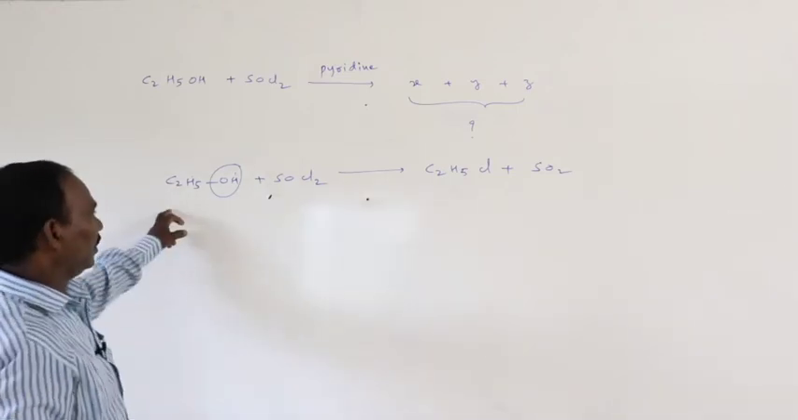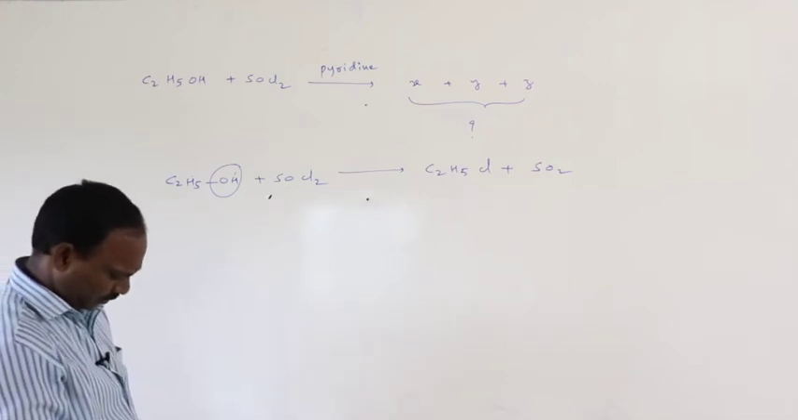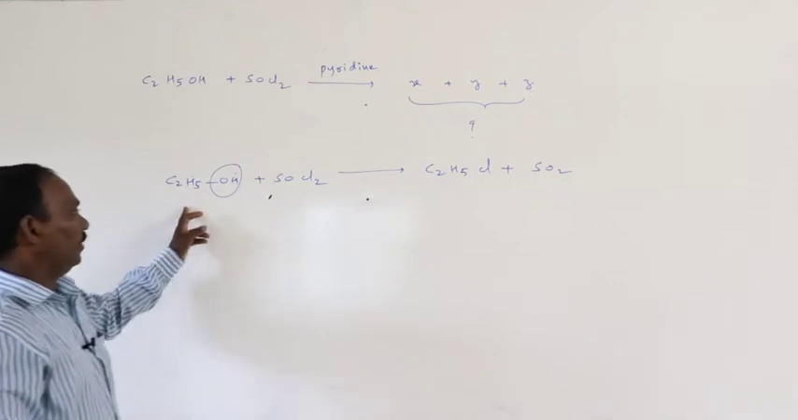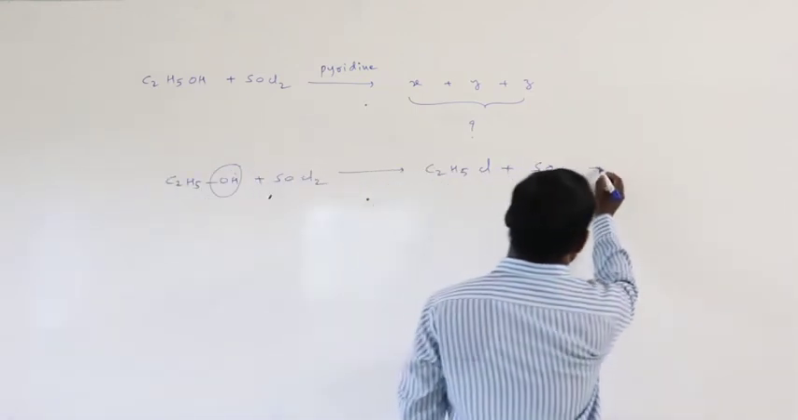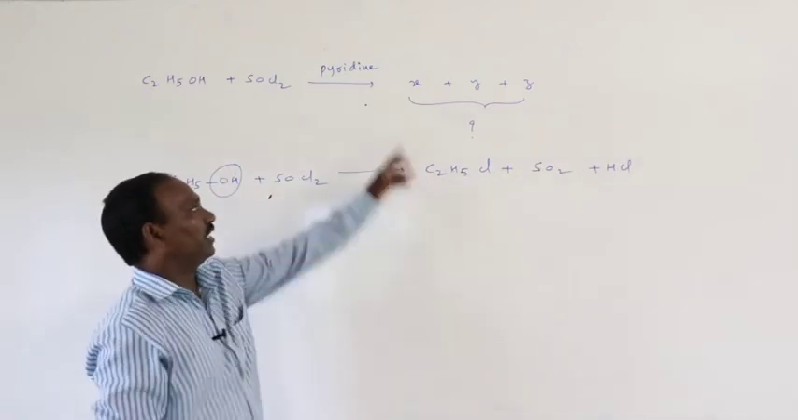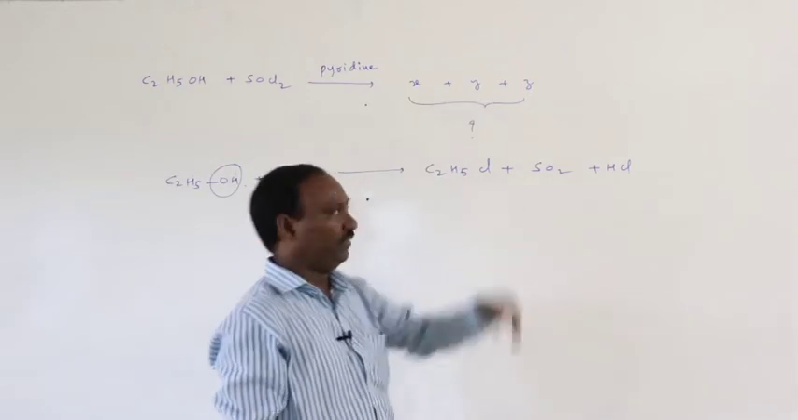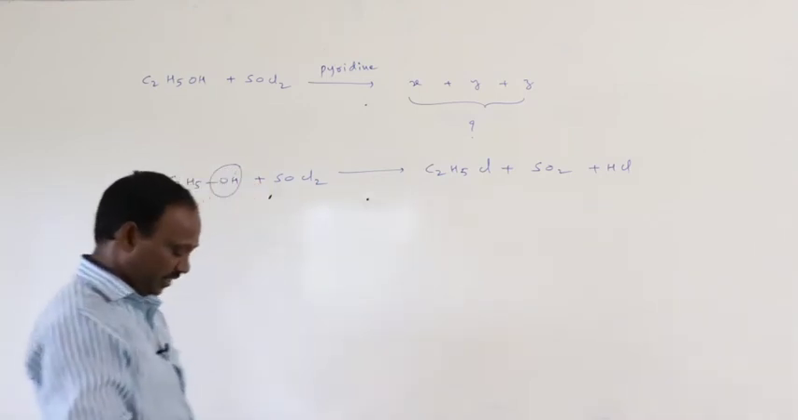So ethyl chloride C2H5Cl. SOCl2 thionyl chloride. Okay, chlorine replaces and SO2 remains, and HCl, hydrogen chloride. In this reaction, X is ethyl chloride, Y is sulfur dioxide, Z is hydrogen chloride HCl.